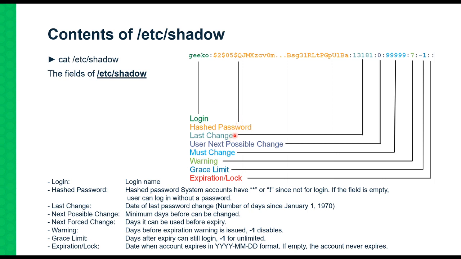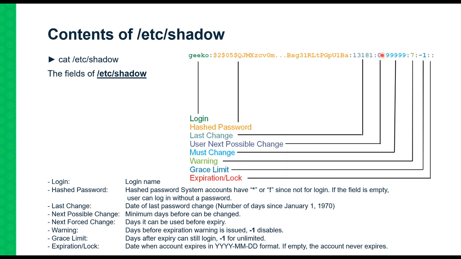Then the last change. So what does the last change mean? This is counted in days. Everything from here onwards is counted in days. So our last change is the date of the last password change. Now we have created the password, but we've never changed the password, so it calculates all the days from January the 1st, 1970. Then the next possible change is the minimum days before it can be changed, which must be noted over here.